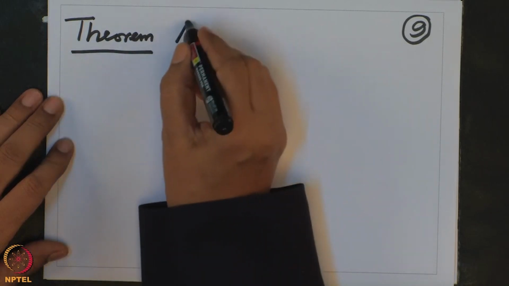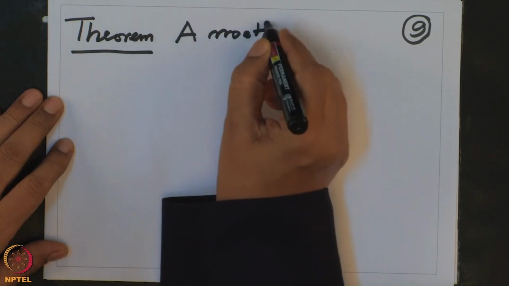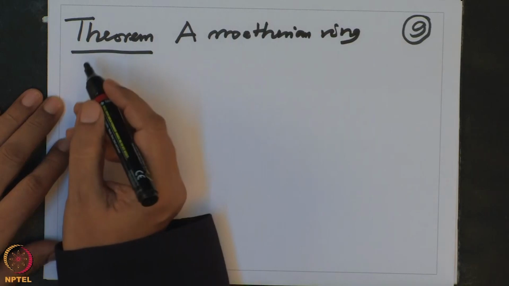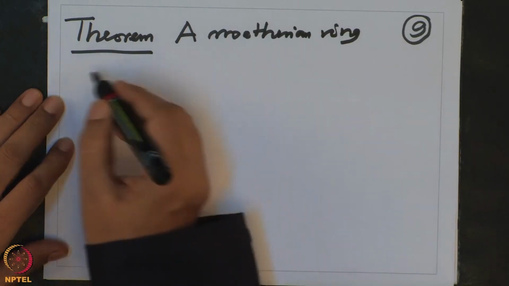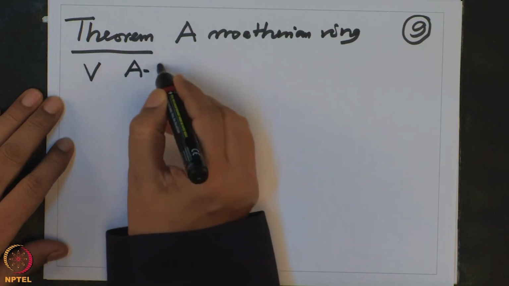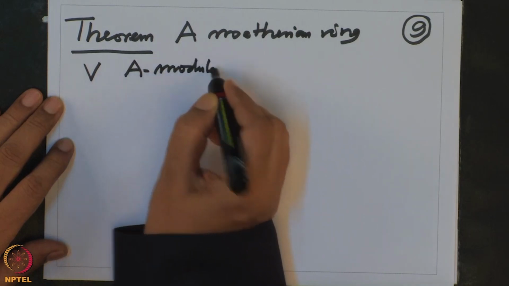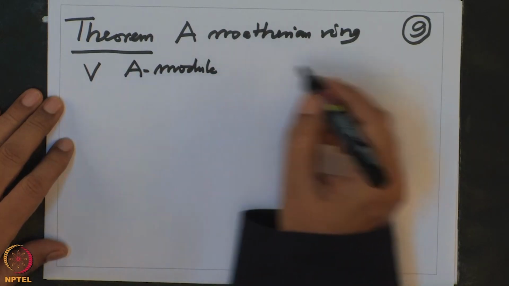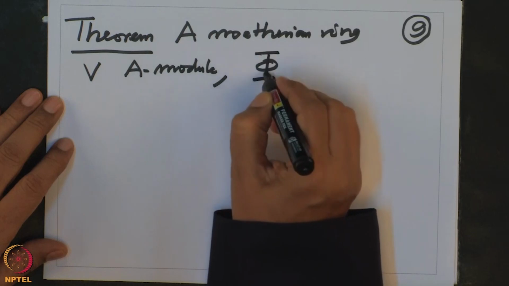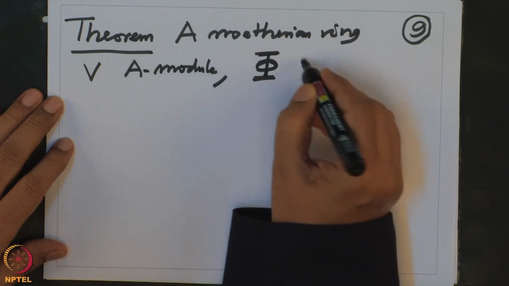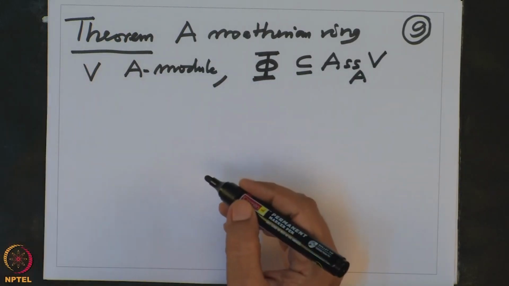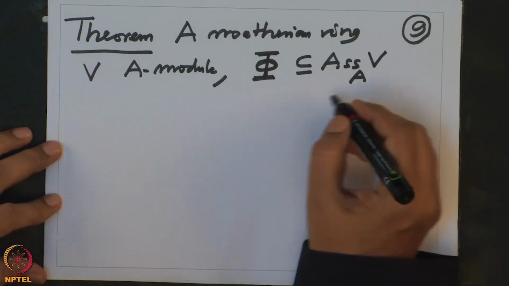So, as usual, A is a Noetherian ring, and I have given a module V, a finite A-module. Finite may not be needed, so I will just write A-module here, and we have given a subset capital phi. This is not the empty set, this is a subset of the associated primes of V.